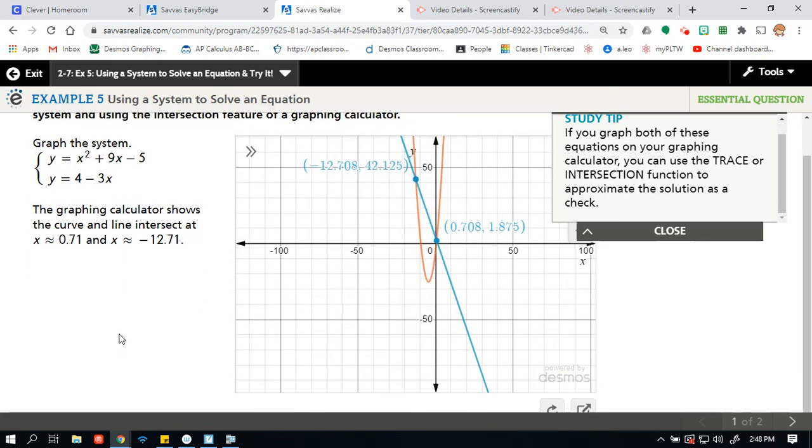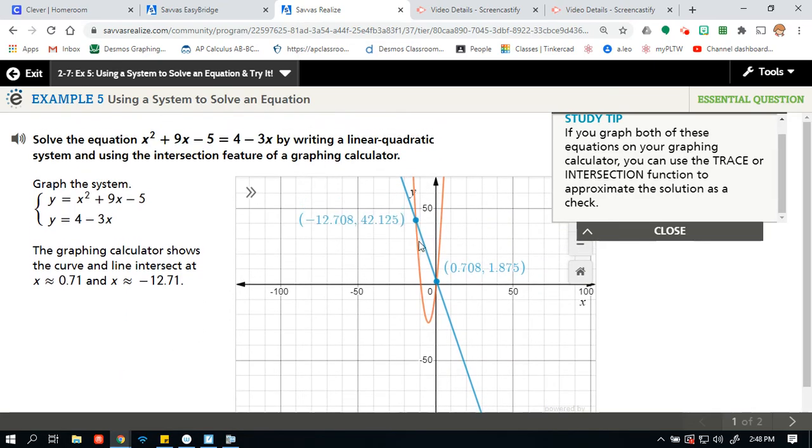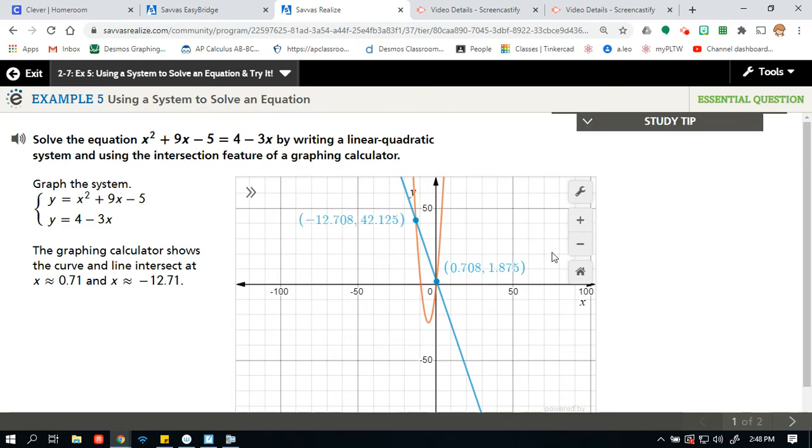And we are done with this. It also shows in the Desmos here, but they did tell you here, if you graph both of these equations on your graphing calculator, you can use a trace or intersection function to approximate the solutions. And that's why I wanted to use the graphing calculator. And in Desmos, you just click on the intersection points and it will tell you right away.